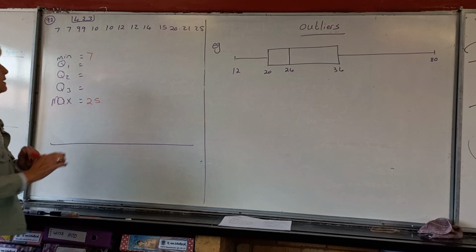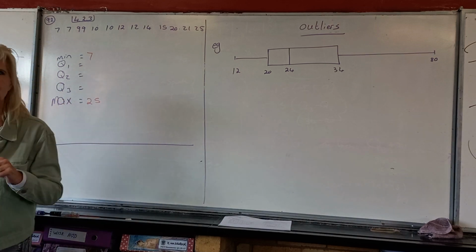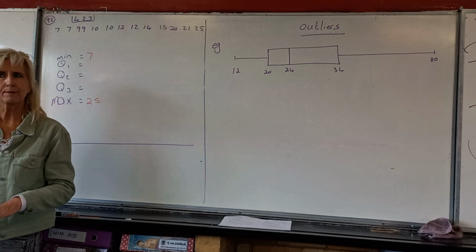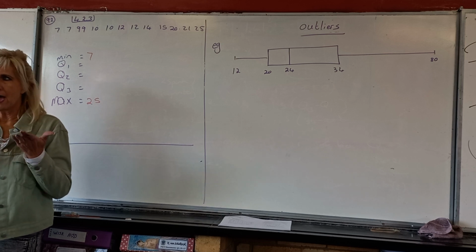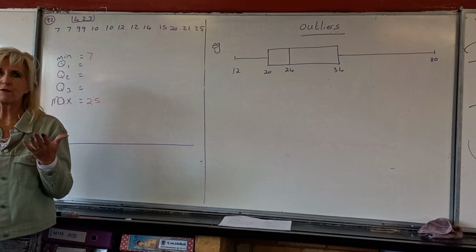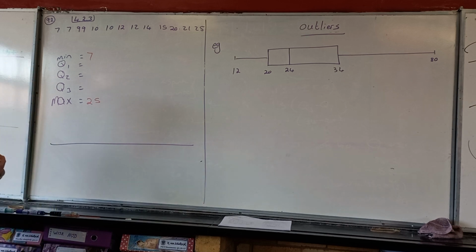How do I find the median and quartile 1 and quartile 3? Another word for quartile 1 is the lower quartile, and quartile 3 is the upper quartile. You're going to know what I'm asking you if I ask you for the upper quartile. That is Q3. So you've got to know all those wordings.